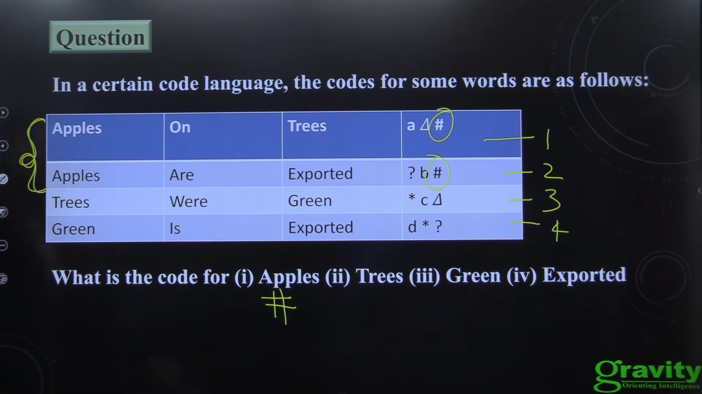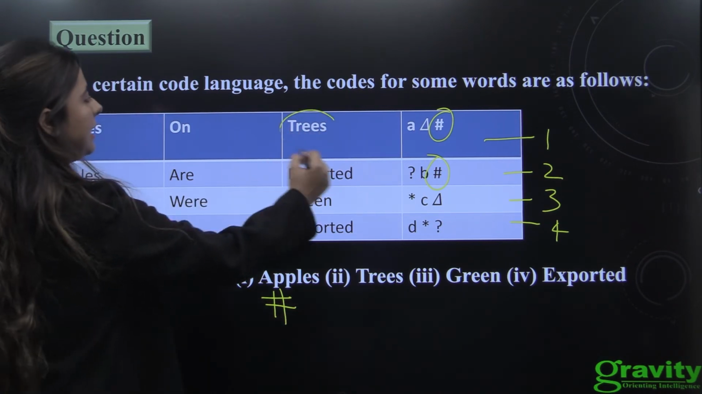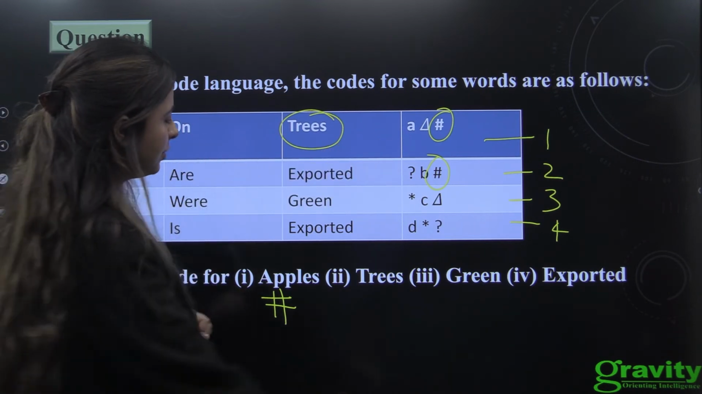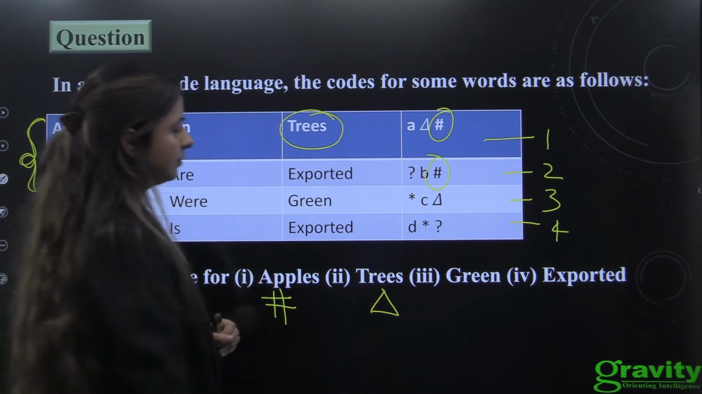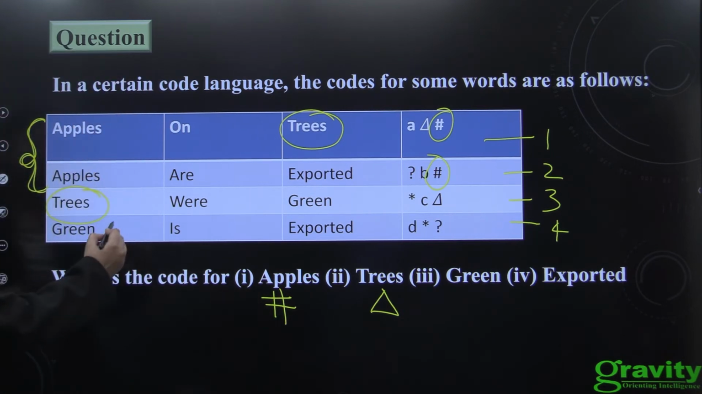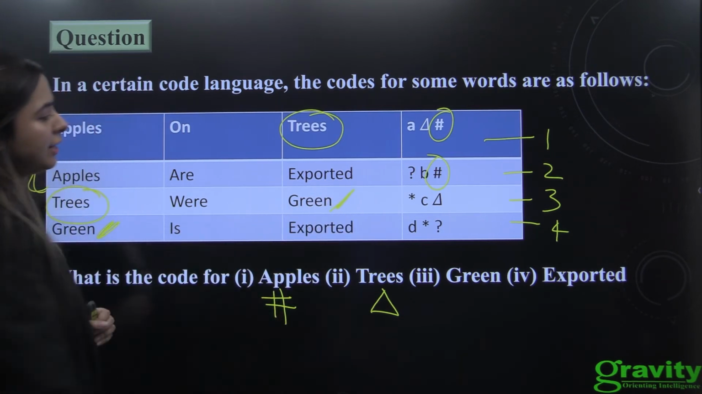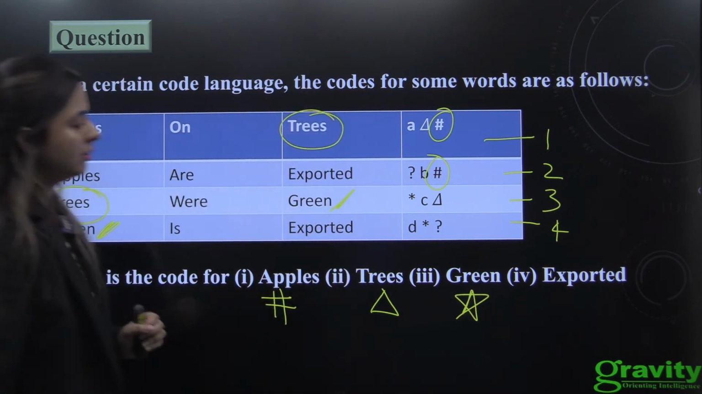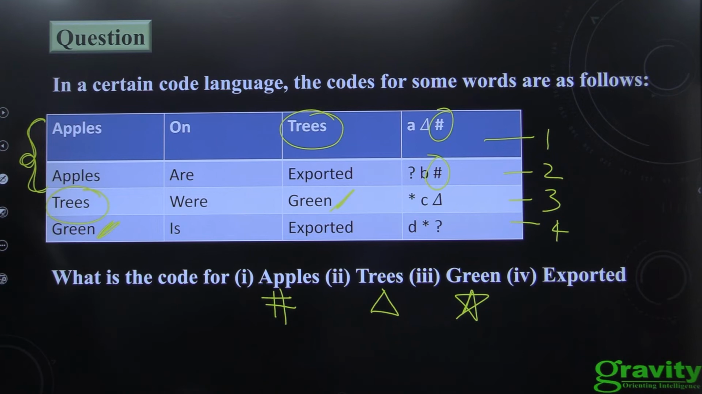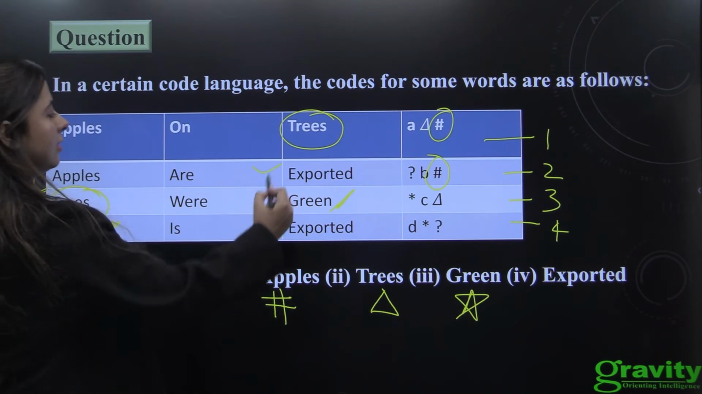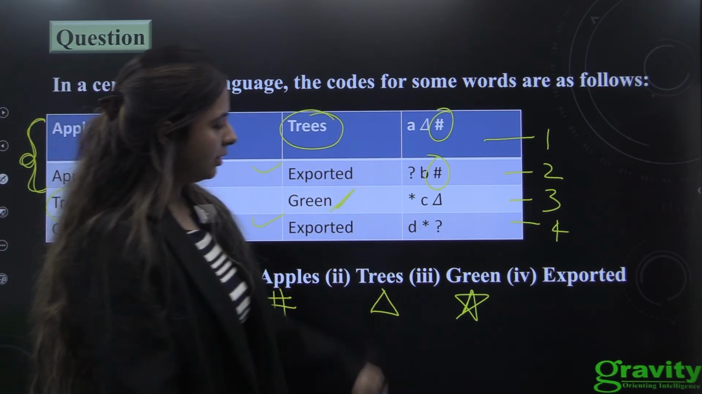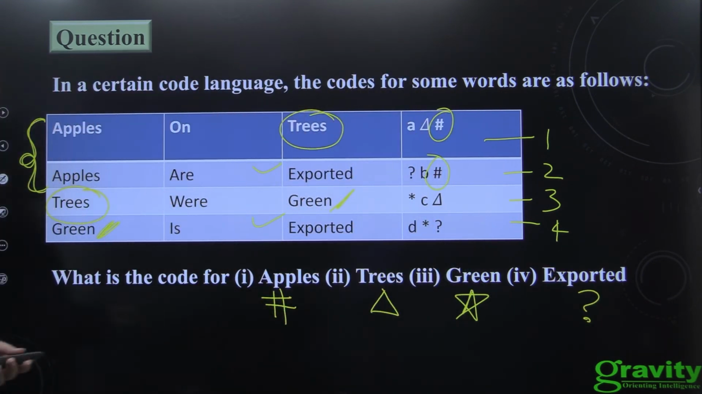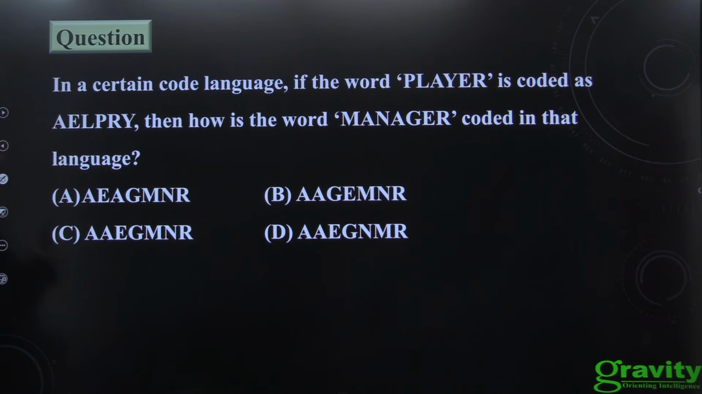For trees, here and here, common between 1 and 3 is triangle. Green, 3 and 4. Asterisk. Exported. Where is exported? Question mark. This one. Question mark. Correct. Easy question. Moving on. Try this one.